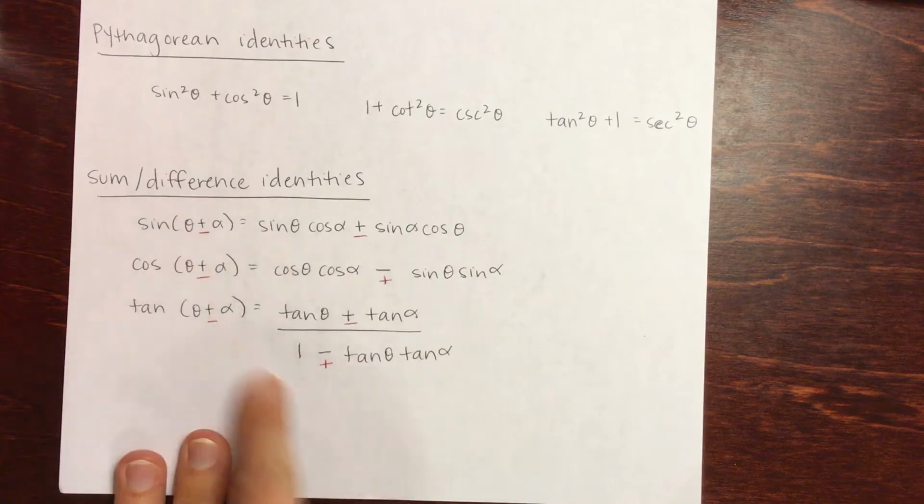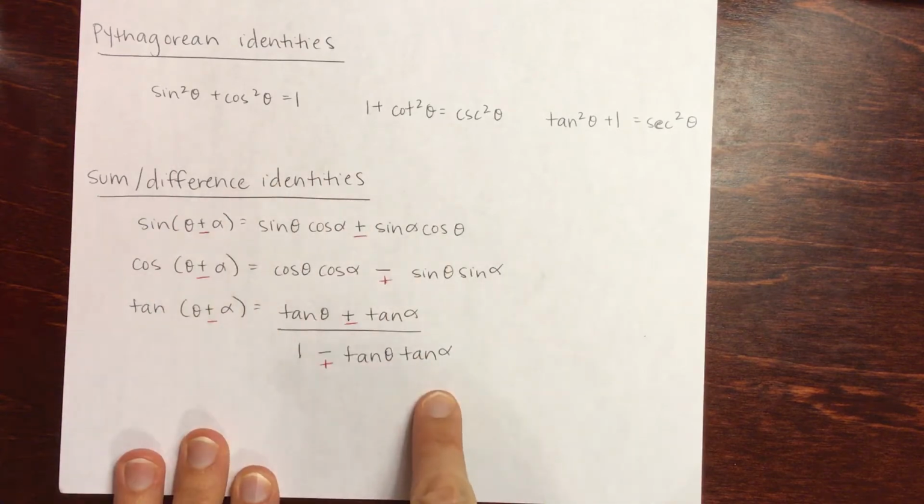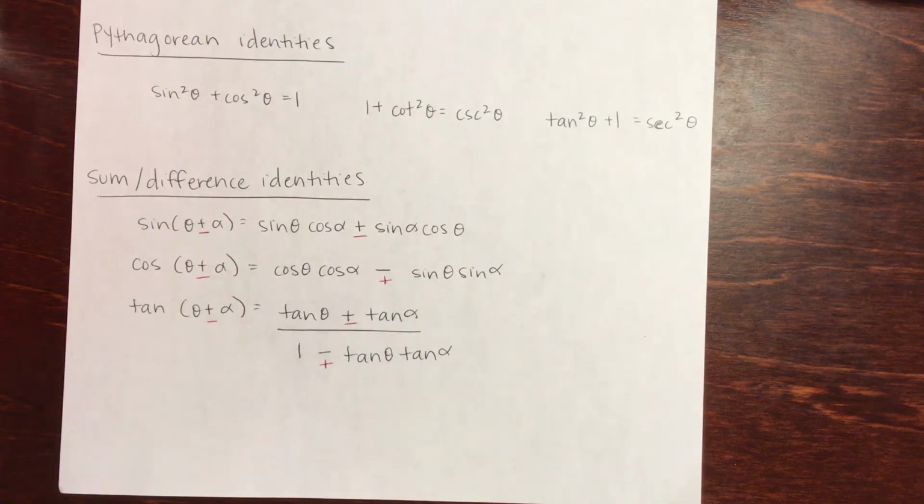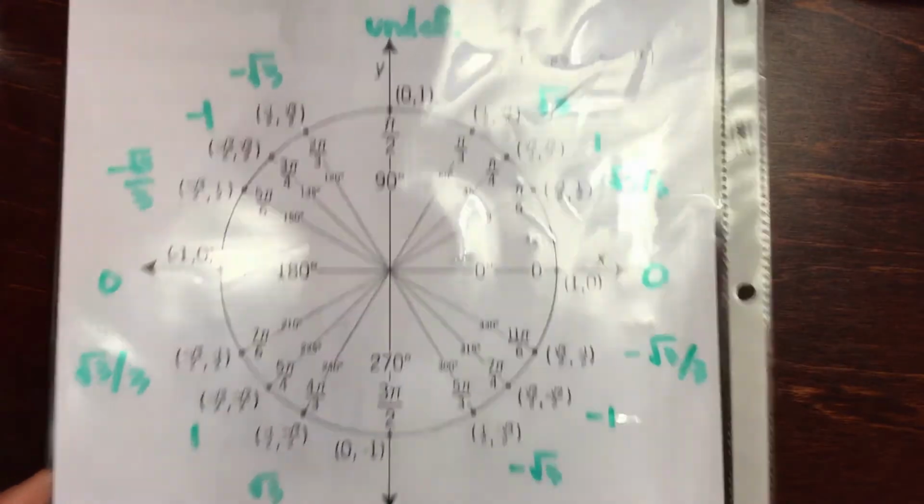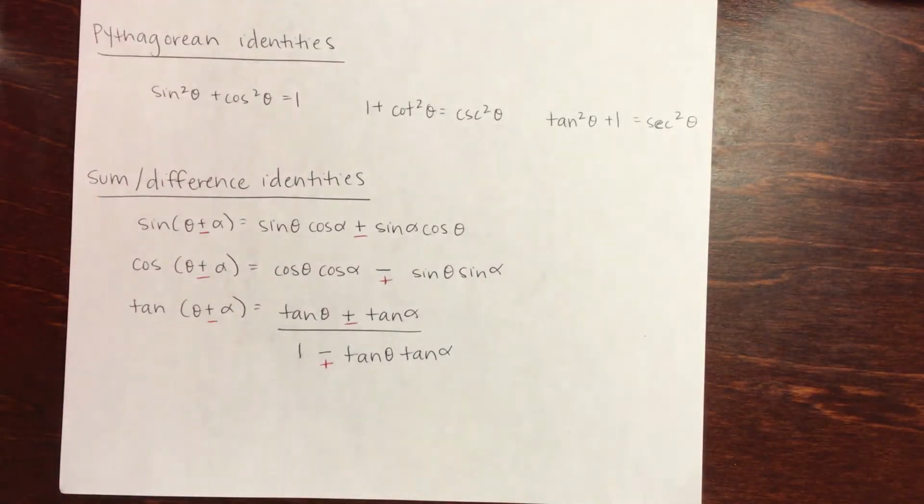We are going to specifically be focusing on these identities in proofs today. And you also will need to have a unit circle handy, so take a minute to write that out or print it off. And let's get to it.